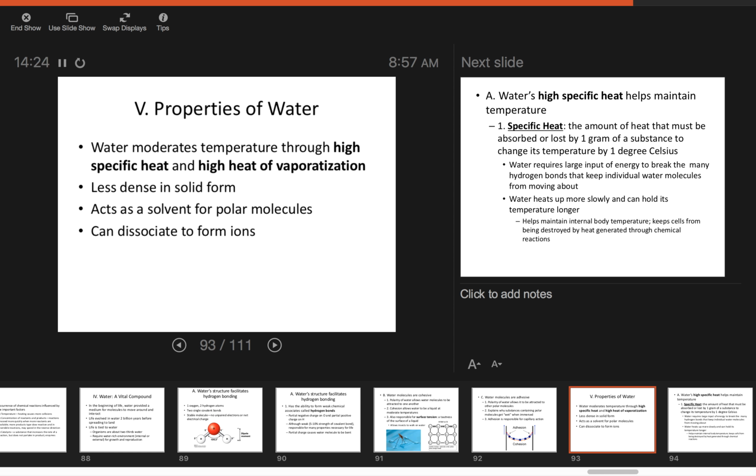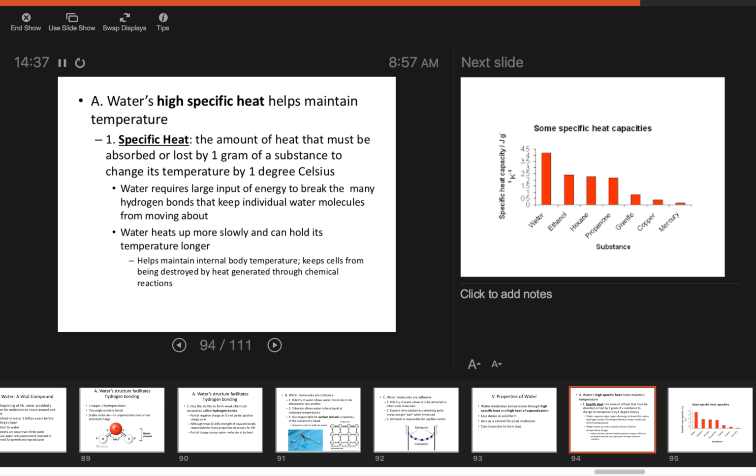Water can also dissociate to form ions. Water molecules can be bonded to each other, but then they can break away and become hydrogen ions and oxygen ions and then reform together again. So, looking at the high specific heat that maintains temperature, I put the definition of specific heat up here: the amount of heat that must be absorbed or lost by 1 gram of the substance to change its temperature by 1 degree Celsius. So again, large amounts of energy are needed to break the many hydrogen bonds found in that liquid to turn it into a gas.